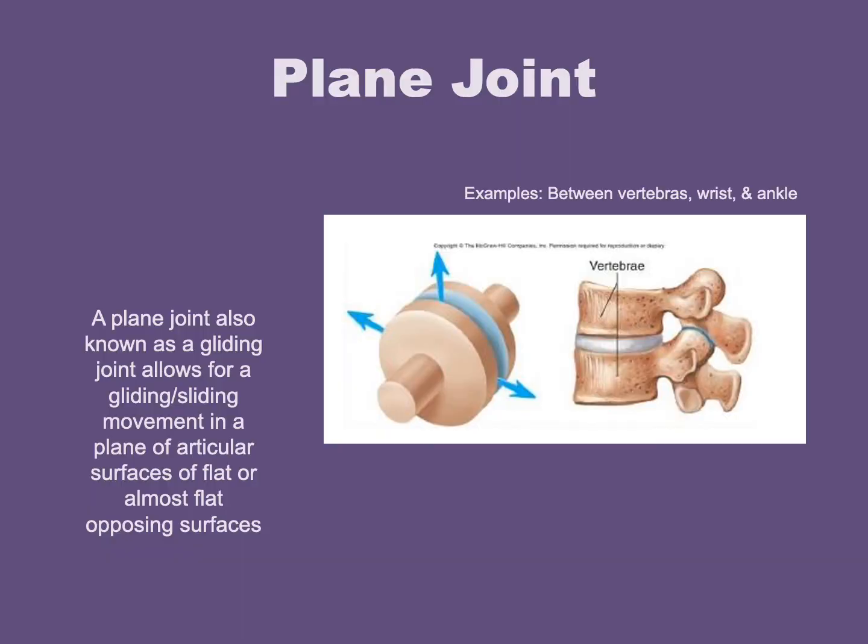The third type of synovial joint would be a plane joint. A plane joint is also known as a gliding joint, and it allows for a gliding, sliding movement in a plane of articular surface of flat or almost flat opposing surfaces. A good example of this is between your vertebrae, your wrist, and your ankle.